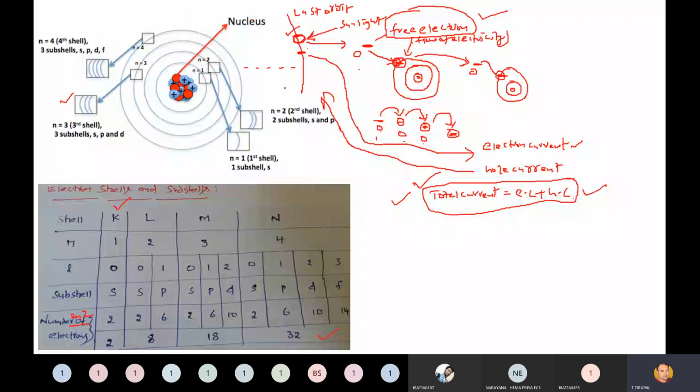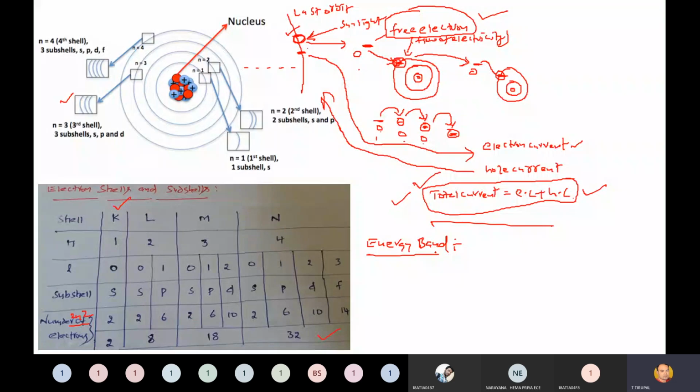Now let us go with the energy bands. Let us study about energy band. What is a band? Band means group. Just now I spoke about energies. Energy means the energy possessed by an electron. Band means group of energy.